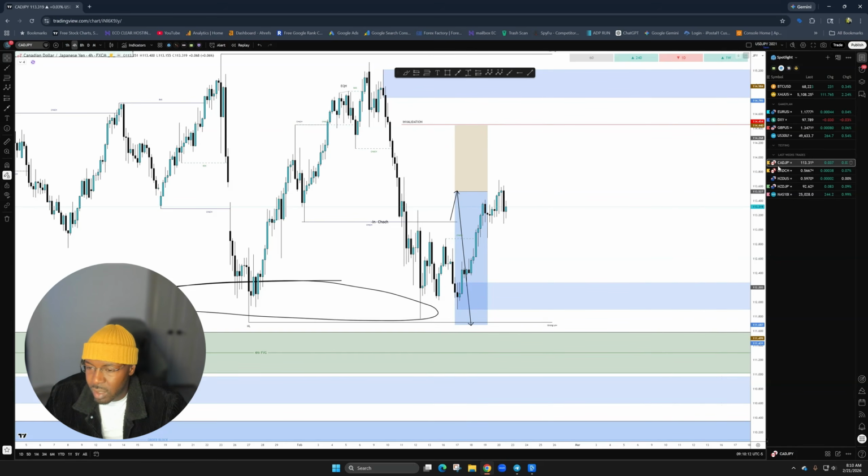I'm not going to be focusing on this for this upcoming trading week, but it is in profit currently. So if you are in this trade, please go risk free.